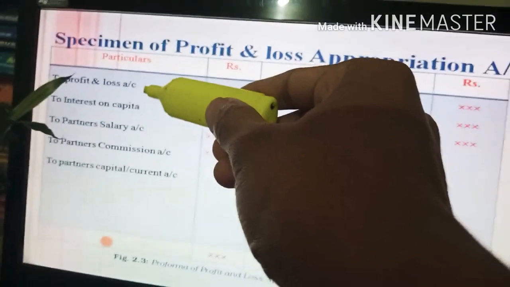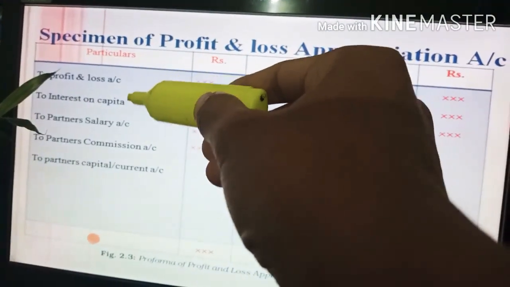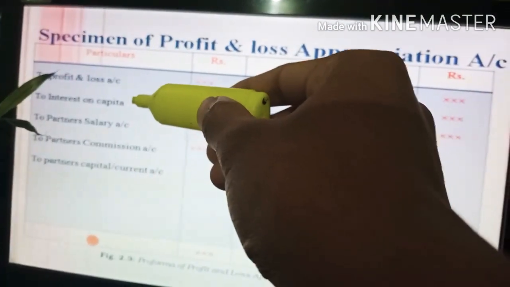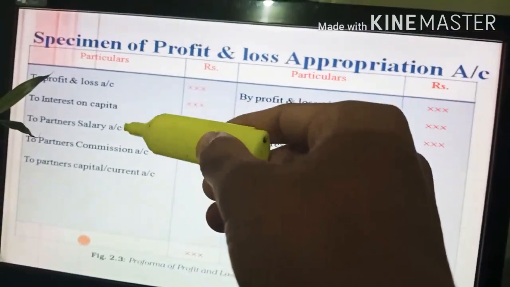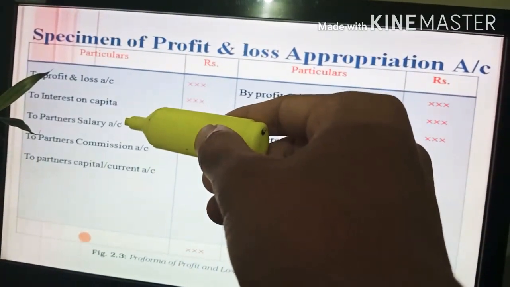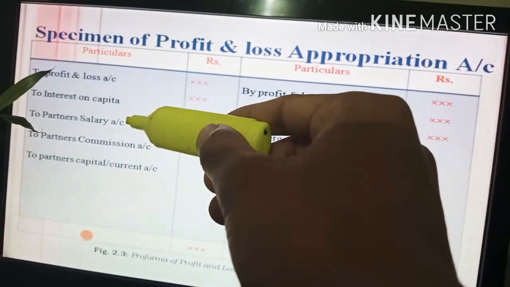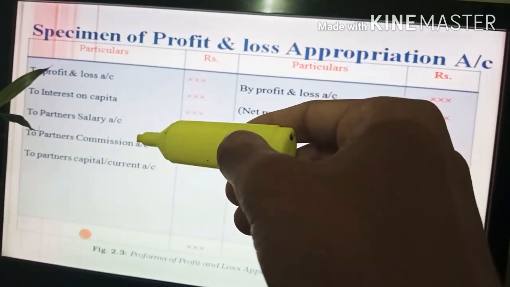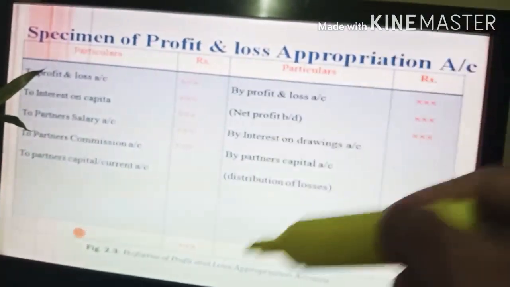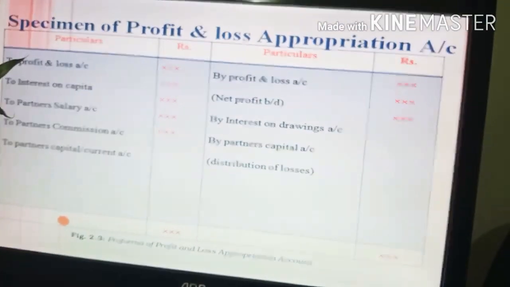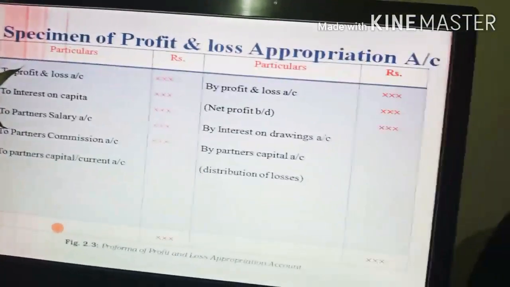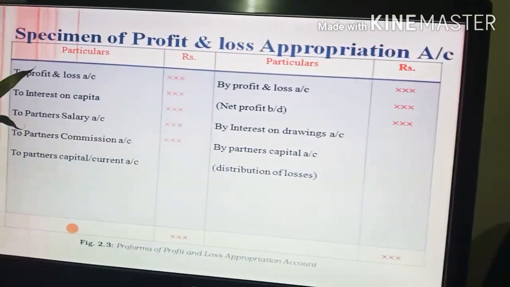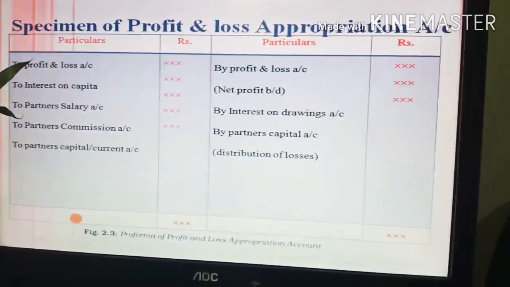Next, on the debit side you have to record what? Profit and loss account if there is a loss. To interest on capital, partners' interest on capital you have to record on the debit side. To partner's salary, if salary is given in the problem, record the salary on the debit side. If partner's commission is there, you have to record commission on the debit side. And finally, you have to total this and find the profit or loss of the business, and this profit or loss you have to distribute among the partners. So let us solve one by one.